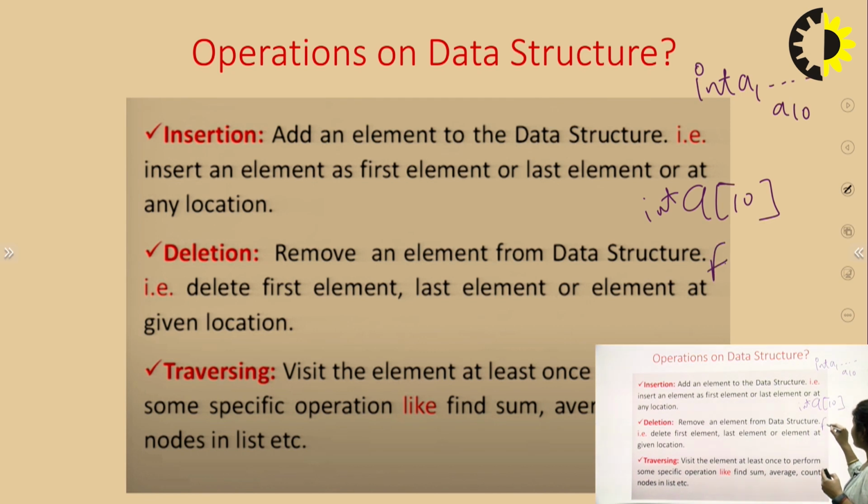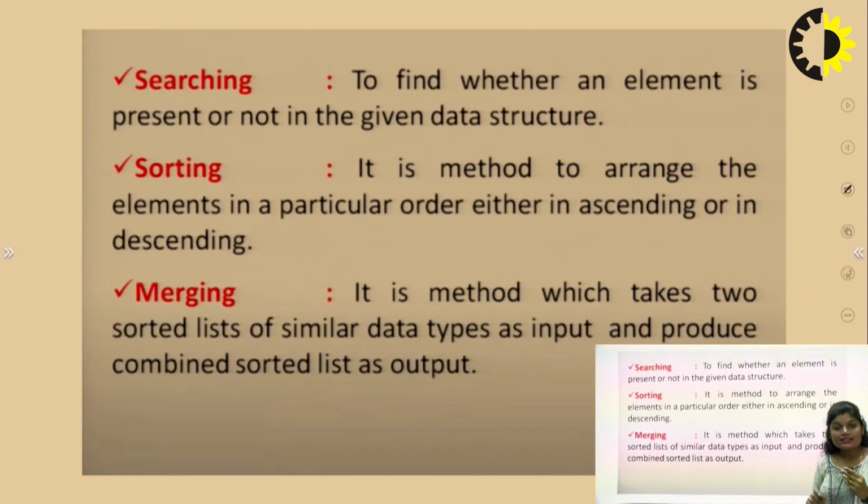And taking a loop, i = 0, i < 10, i++. Okay, and you traverse our elements and find the sum of the elements. Traversing means you visit all elements at least once. This is called traversing. The next operation is searching.